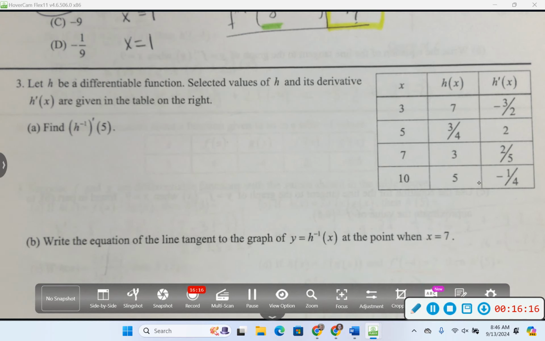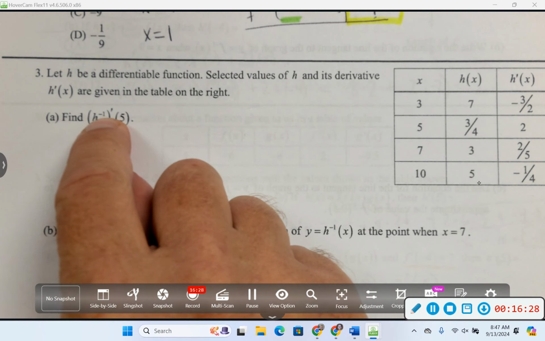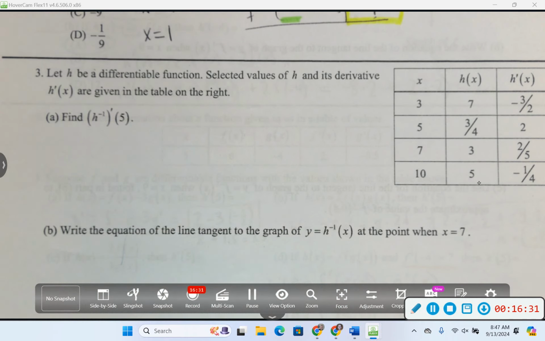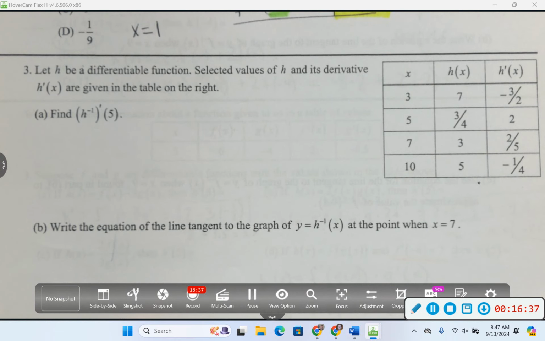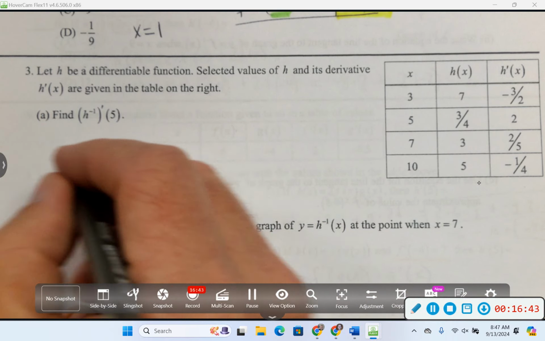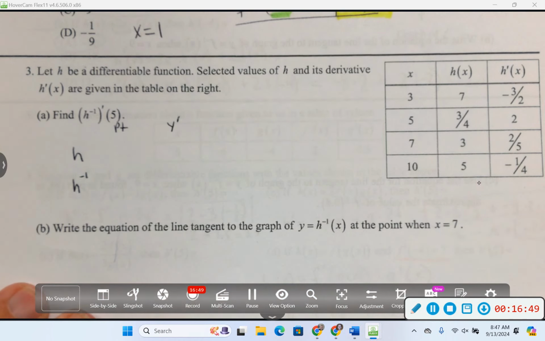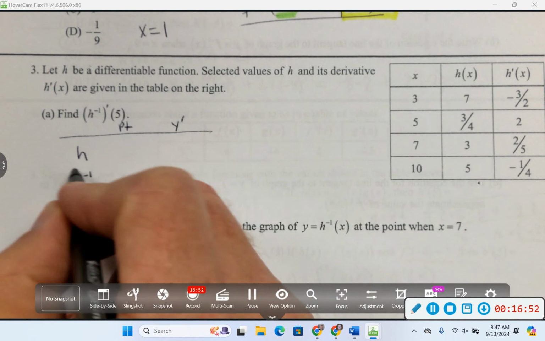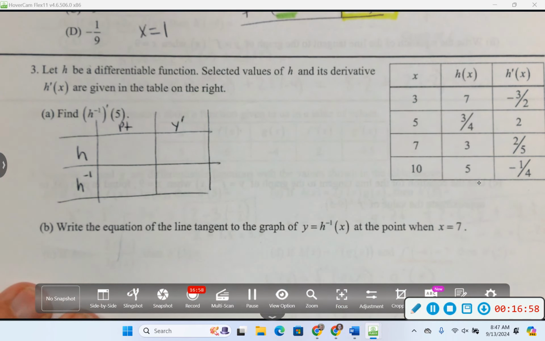Number 3. Let h be a differentiable function. Selected values of h and its derivative are given in the table on the right. Find the derivative of the inverse of h at 5. I should pull popsicle sticks just to read that thing. The derivative of the inverse of h at 5. So there's a ton of numbers there. I'm going to set up a table. h inverse, point, and derivative. And I don't guess you need to set up all the lines in there, but I would set up the table.